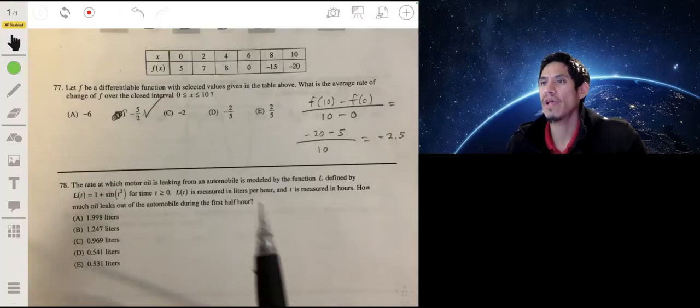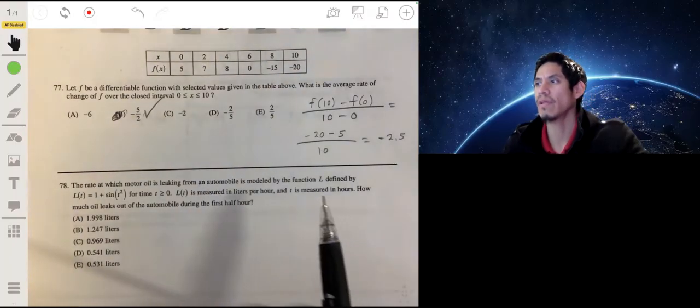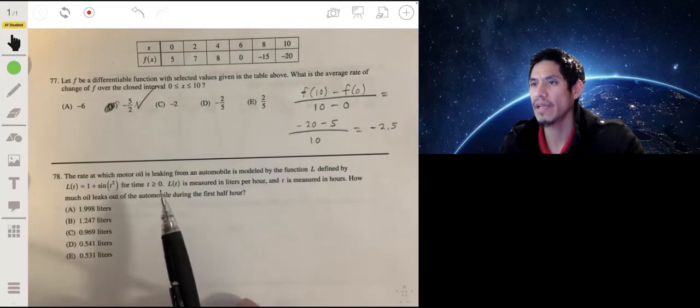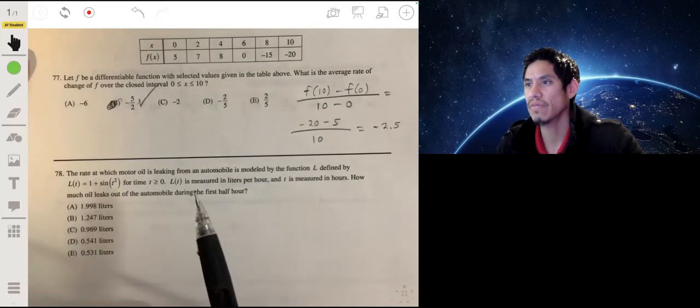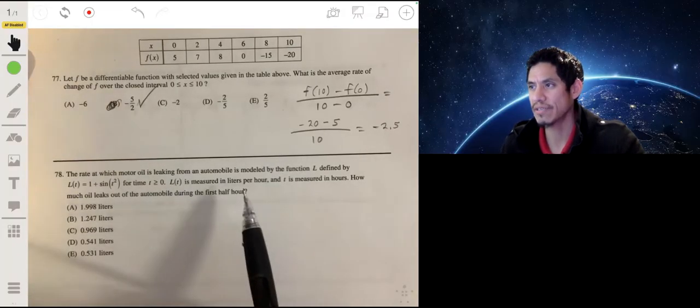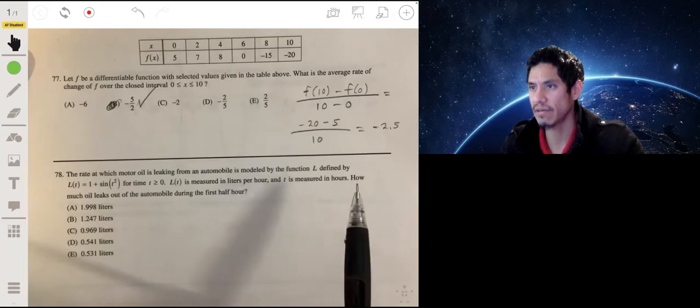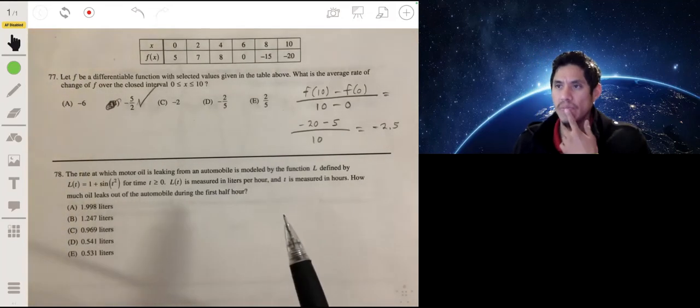All right, the rate at which motor oil is leaking from an automobile is modeled by the function L, defined by L of t is equal to 1 plus sine of t squared for time t more than or equal to 0. L of t is measured in liters per hour, and t is measured in hours. How much oil leaks out of the automobile during the first half hour?